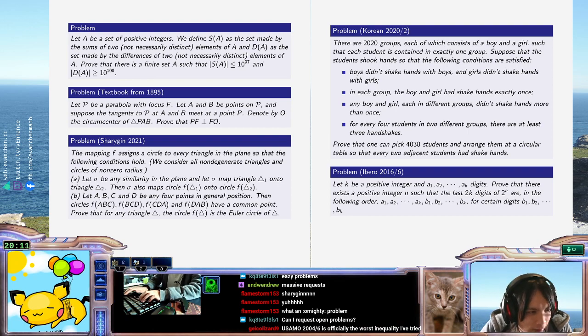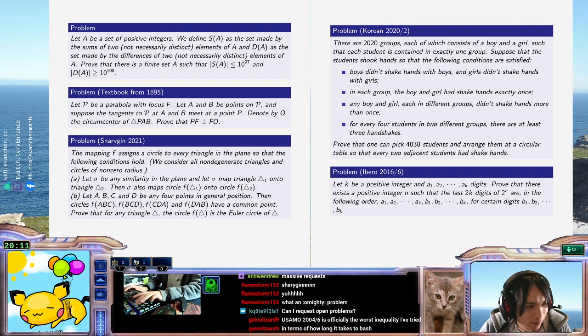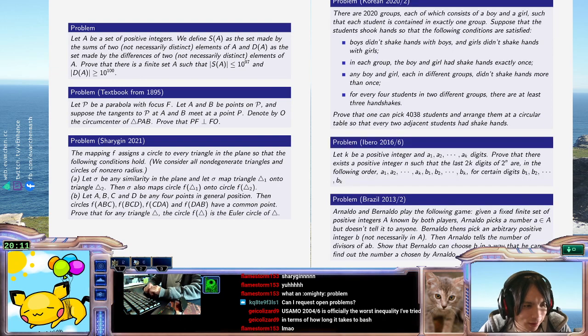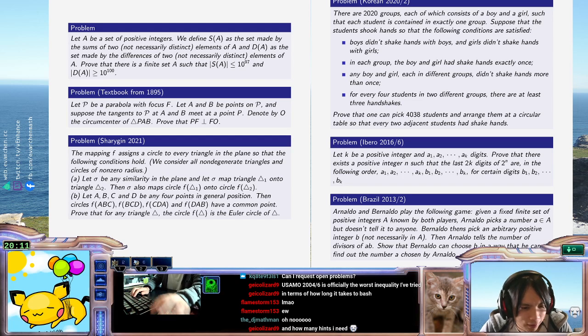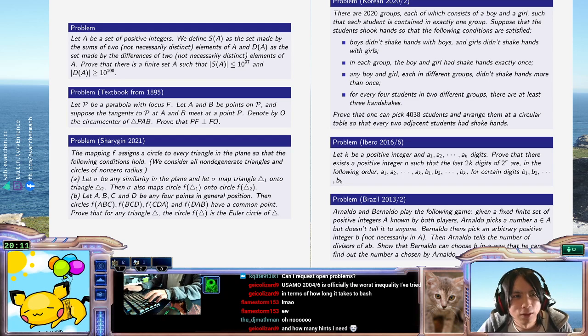Ugh. Can you request open problems? I would prefer you don't. I mean, like, oh my god. That's so bad. What's wrong with USAMO 2004-2006?